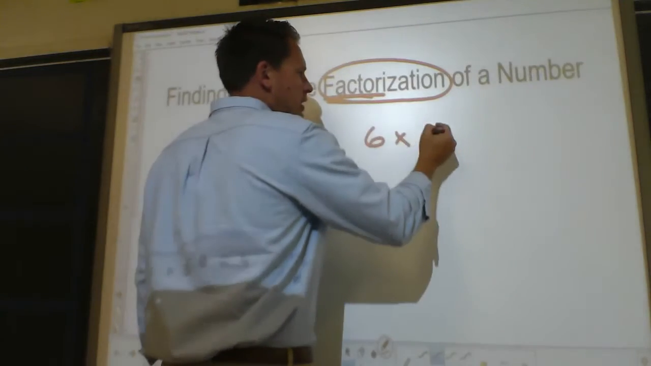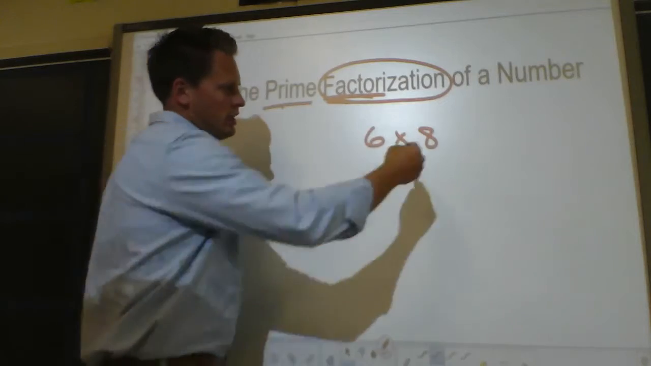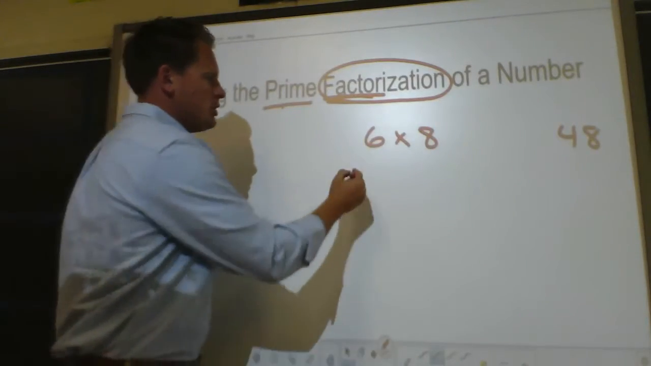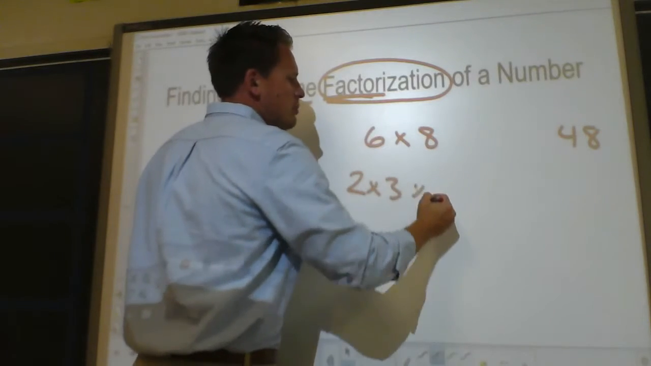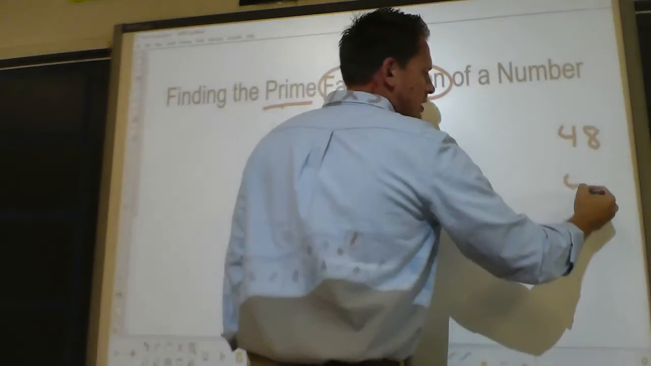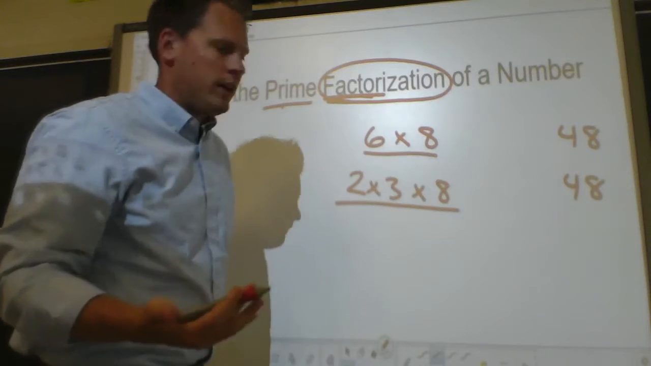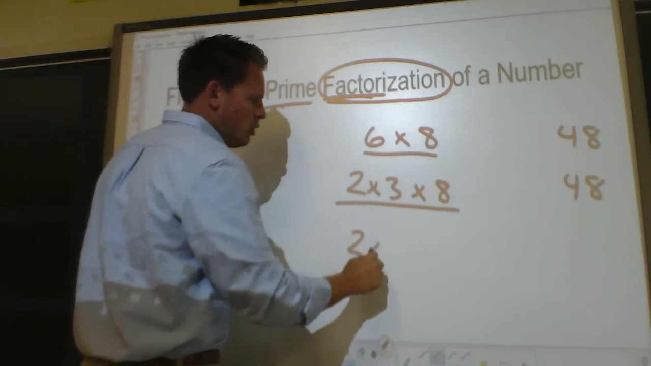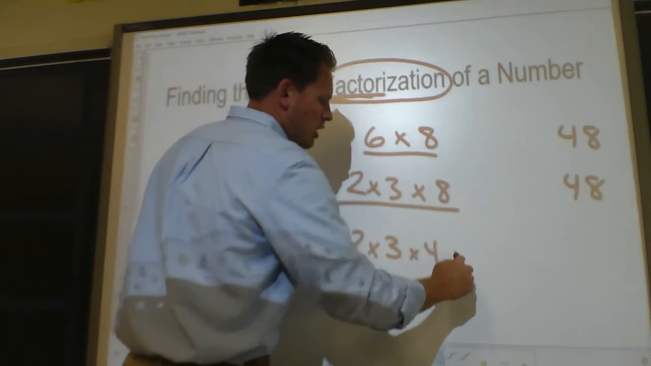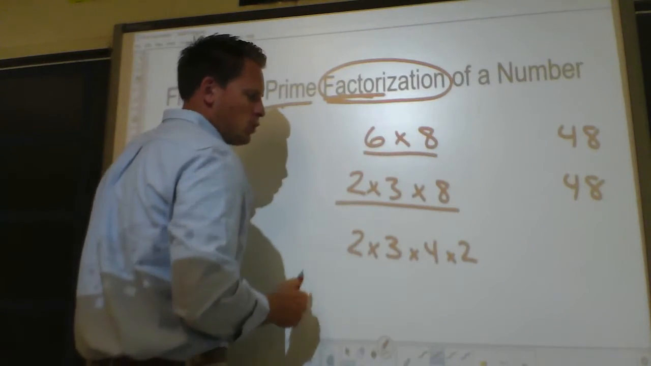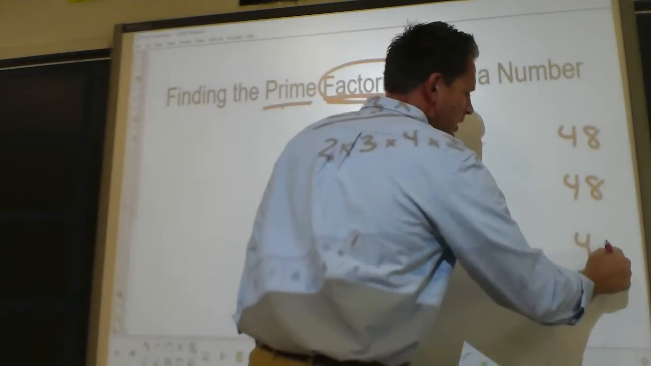So 6 times 8 is a factorization. 6 times 8, we know, is 48. We could also say 2 times 3 times 8. These are all just a list. This is a factorization. This is a factorization. We could even break it down even more. 2 times 3 times 4 times 2. 2 times 3 is 6. 6 times 4 is 24. 24 times 2 is 48.